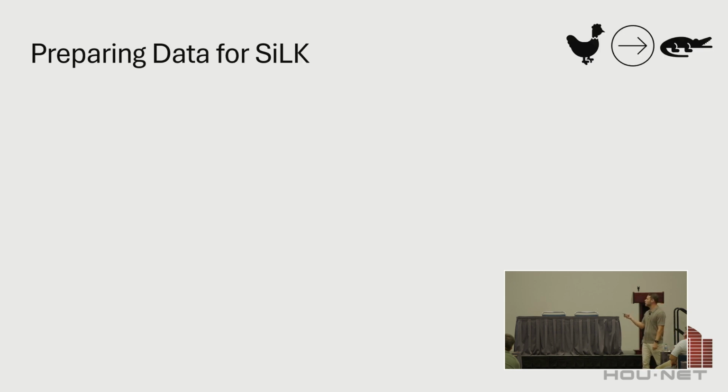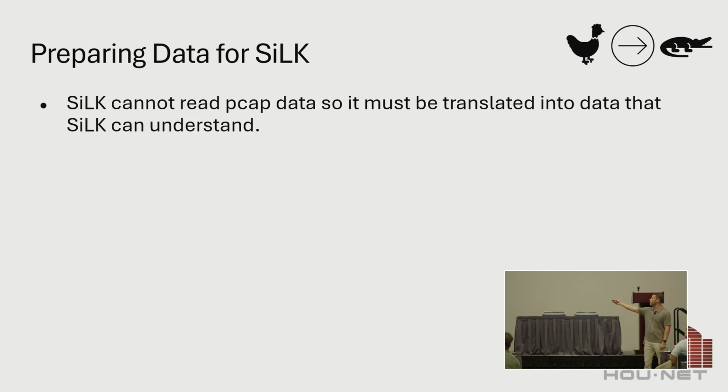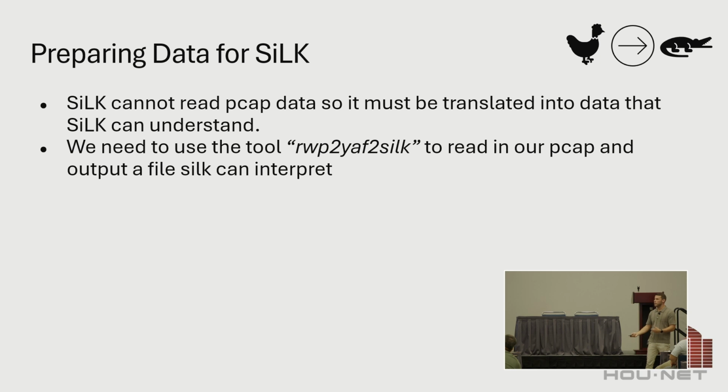What does it look like in practice? Let's prepare our chicken to turn into an alligator. Let's read our PCAP data so that it can be translated into SiLK data. There is an ugly tool called rwp2yaf2silk that you can use to do this. You pass it a PCAP, you say, give me flow data, right?